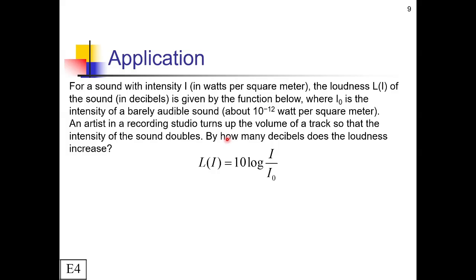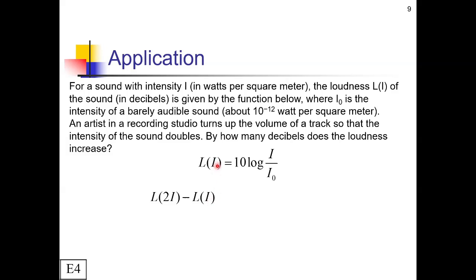Okay. So what they want us to actually do here, they say an artist in a recording studio turns up the volume of a track so the intensity of the sound doubles. By how many decibels does the loudness actually increase? So just to kind of set the stage for what we need to do here that would allow us to use some log rules, we're basically asking what's the difference between, if we're doubling the intensity, L of 2I and L of I.